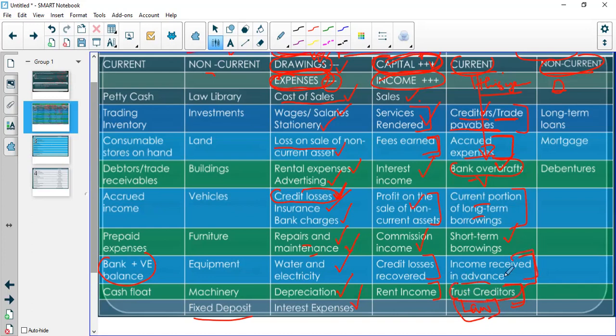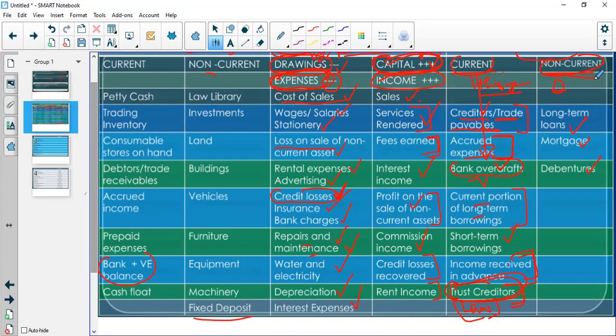And your trust creditors in a law environment: you're going to serve clients, but sometimes they have to make payment and the case is not yet finished. They can give you the money to hold, so that when the case is finished, you can now take it. Because the case is not yet finished, it's income received in advance, but it's also called trust creditors. Then we have long-term loans, mortgage, and debentures as non-current liabilities, my apology.